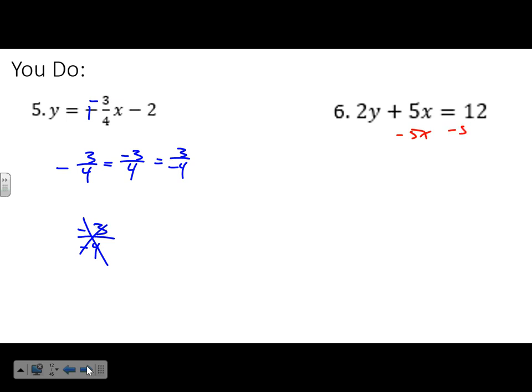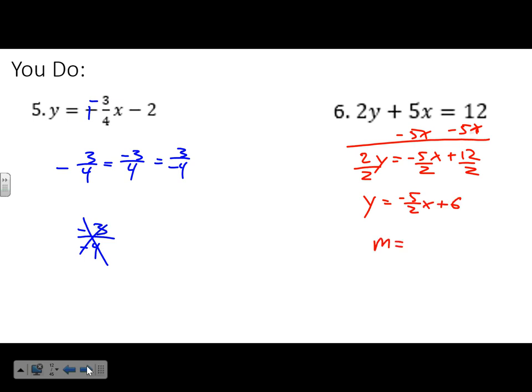Put this in slope-intercept form. 2y is equal to negative 5x plus 12. Divide everything by 2. y is equal to negative 5 over 2x plus 6. So my slope is negative 5 over 2.